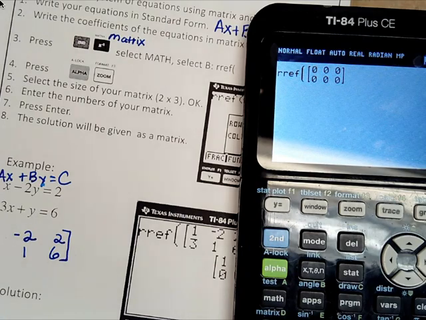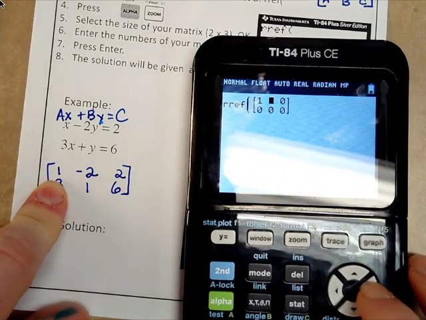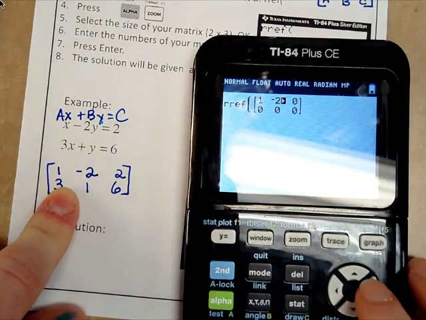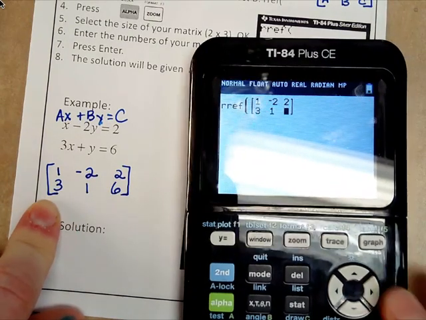You are going to arrow over to get to each one of those numbers. Change all the zeros to the numbers that we need. So we have 1, -2. Remember, we're arrowing over. Can't talk. 3, 1, 6.